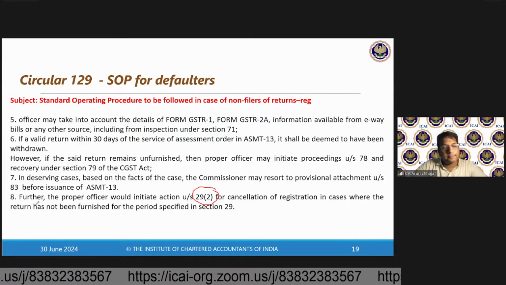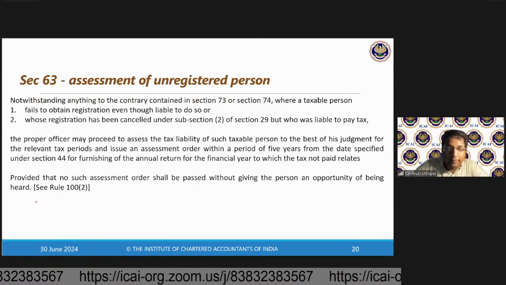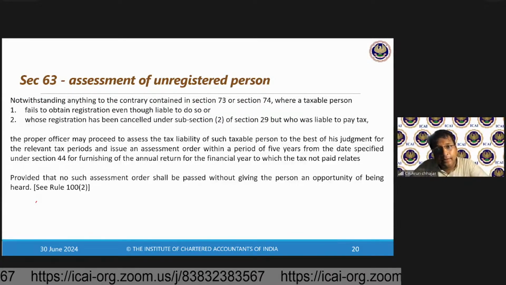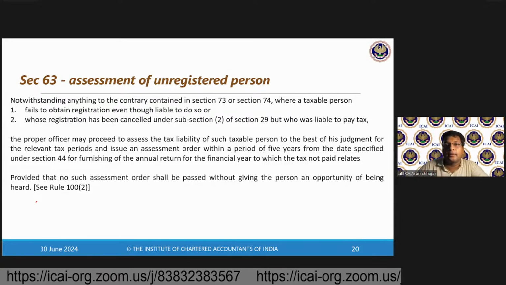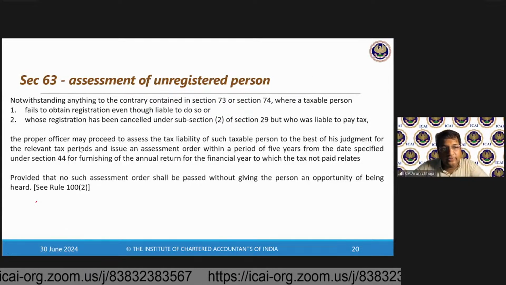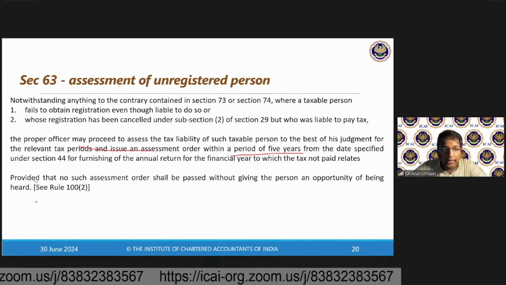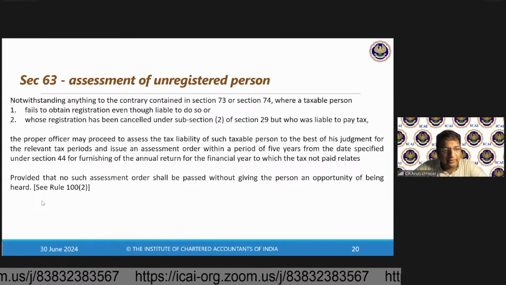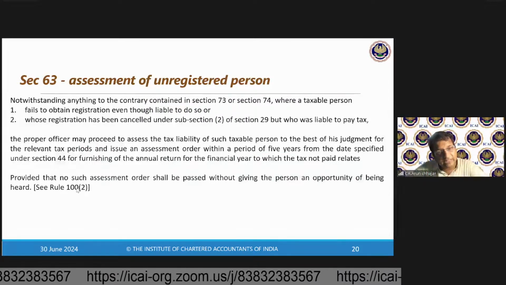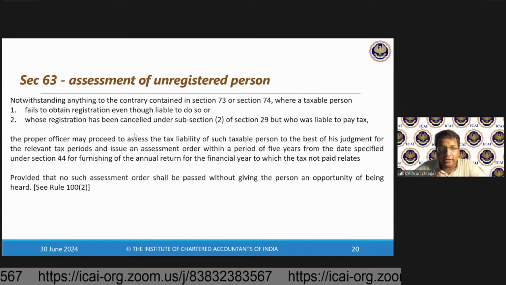Then is assessment of unregistered person. So either the person is liable to be registered but has not taken the registration, or is registered earlier but he has cancelled, but he was liable to pay the tax. In these two cases, the assessment under section 63 can be initiated. The officer has to give the order within 5 years from the due date of furnishing of the annual return. And again, the opportunity of being heard will always be given. This is the principle of natural justice, a fundamental right, that whenever an adverse order is being issued, the officer has to give the opportunity of being heard always.